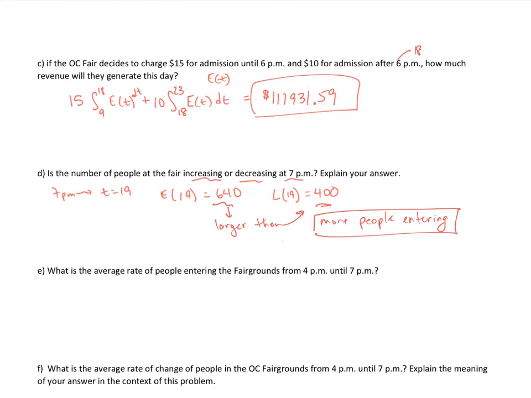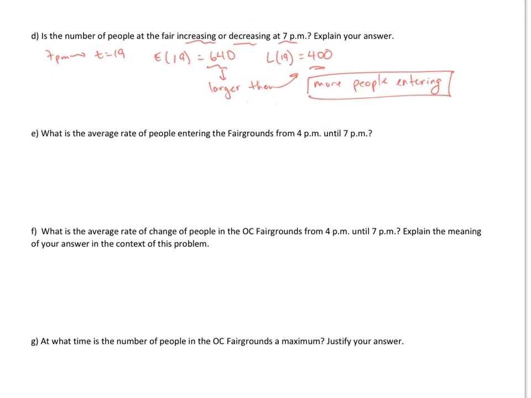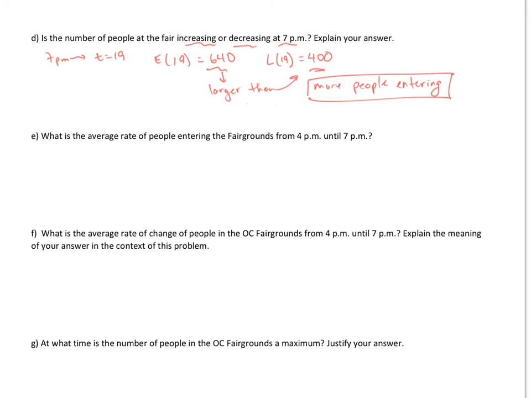All right, now moving on to part E. What is the average rate of people entering the fairgrounds from 4 p.m. until 7 p.m.? So now we've got 4 p.m. and 7 p.m. So let's slide this up a little bit. And then we have to understand what these mean. At 4 p.m., that's going to be 16 in military time, and at 7 p.m. that's going to be 19.